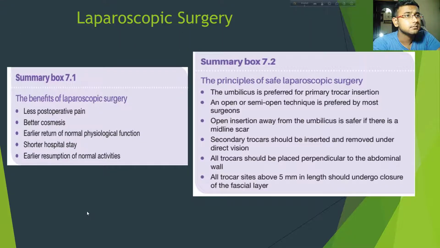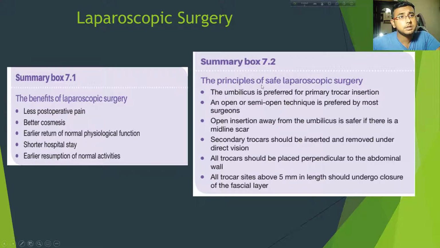Now you can see laparoscopic surgery, also called minimally invasive surgery, which is very popular in the modern world nowadays. There are some benefits of laparoscopic surgery: less postoperative pain, better cosmesis, earlier return to normal physiological functions, shorter hospital stay, earlier resumption of normal activities, and principles of safe laparoscopic surgery.